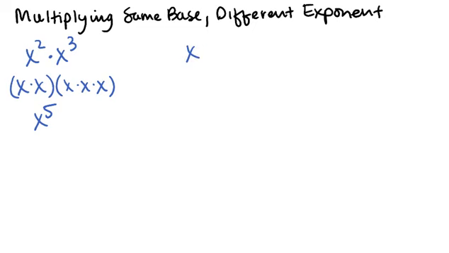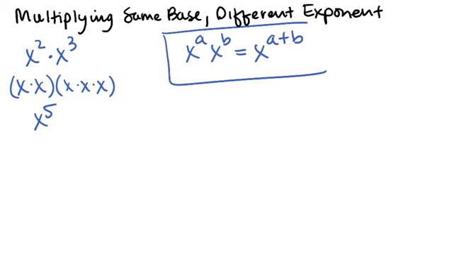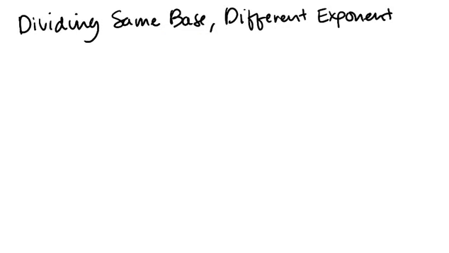So x to the a times x to the b is equal to x to the a plus b. Okay, that's the general rule. Now we're going to divide two things that have the same base but different exponents.